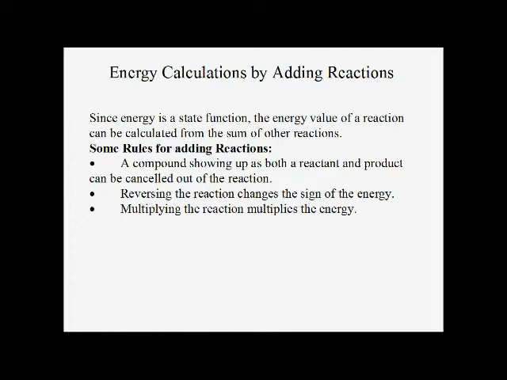If we reverse a reaction, we are going to change the sign of the enthalpy. So if we take an exothermic reaction, a negative delta H, and we reverse it, this will turn into an endothermic reaction with a positive delta H. Our enthalpies of reaction are given for the reaction as written. So if we multiply the reaction, we also have to multiply the enthalpy.